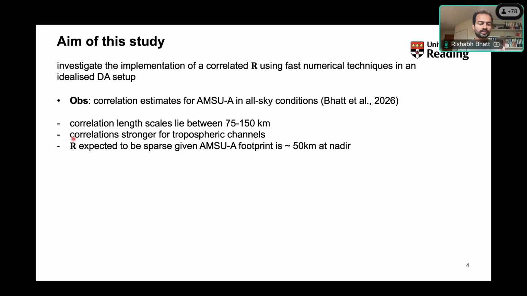And the observation error covariance matrix is expected to be sparse. By sparse, I mean a matrix which has only a few non-zero entries, given that the footprint of AMSU-A is around 50 kilometers at nadir. So that means you would expect one observation to be correlated with only a couple of observations, not many. So in that case, you would expect R to be sparse.